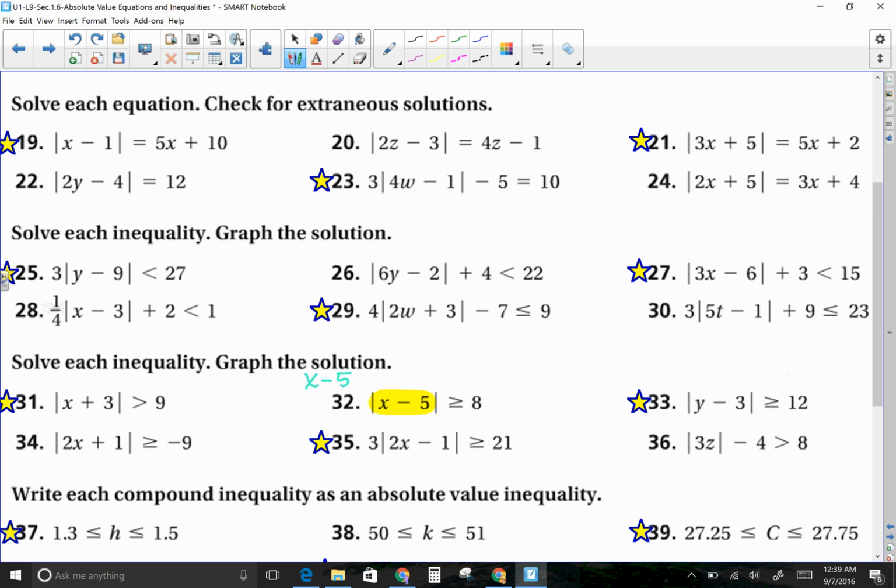x minus 5 is greater than or equal to 8. That's exactly like I see it without the absolute value signs. Greater than means or, and then x minus 5 is less than or equal to negative 8. So you have to flip it and then change the sign of it. So that's your next step. So you should be able to do these without any trouble. And like I said, I didn't feel like we did enough of those, so I wanted to do one more example.